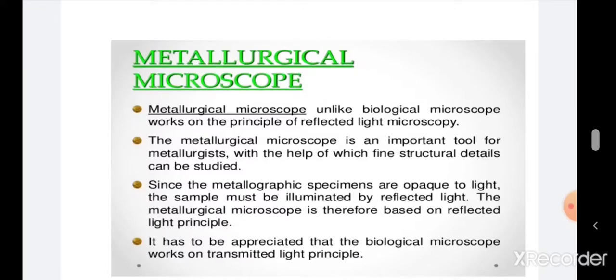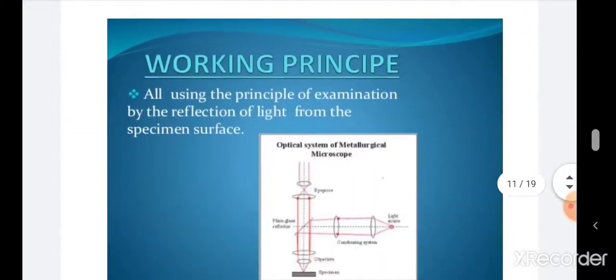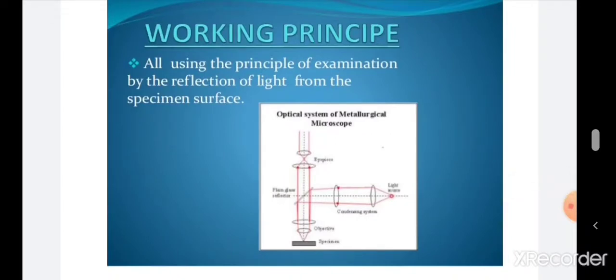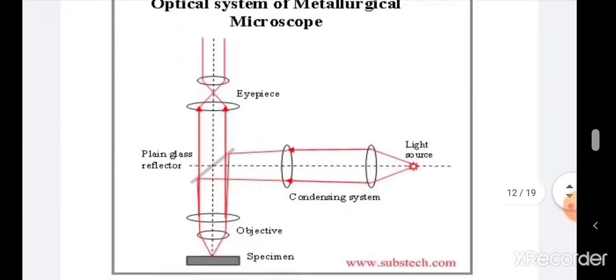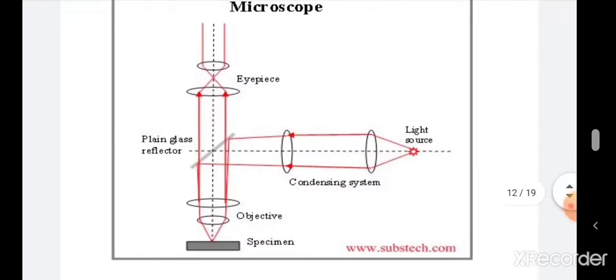Now we will see the actual working of the optical metallurgical microscope. Here you check the diagram of the main working principle. As we already learned in the previous slide, it is completely based on reflection of the light coming from what? The specimen surface. Now if you check, the specimen is placed on a surface.